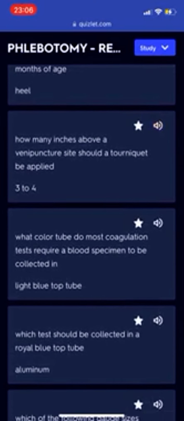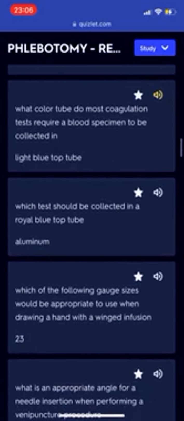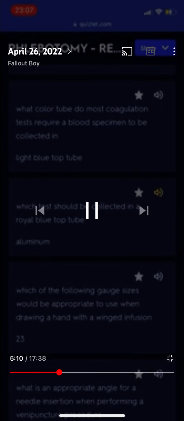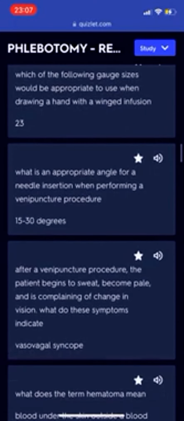How many inches above a venipuncture site should a tourniquet be applied? 3 to 4. What color tube do most coagulation tests require a blood specimen to be collected in? Light blue top tube. Which test should be collected in a royal blue top tube? Aluminum. Which of the following gauge sizes would be appropriate to use when drawing a hand with a winged infusion? 23.